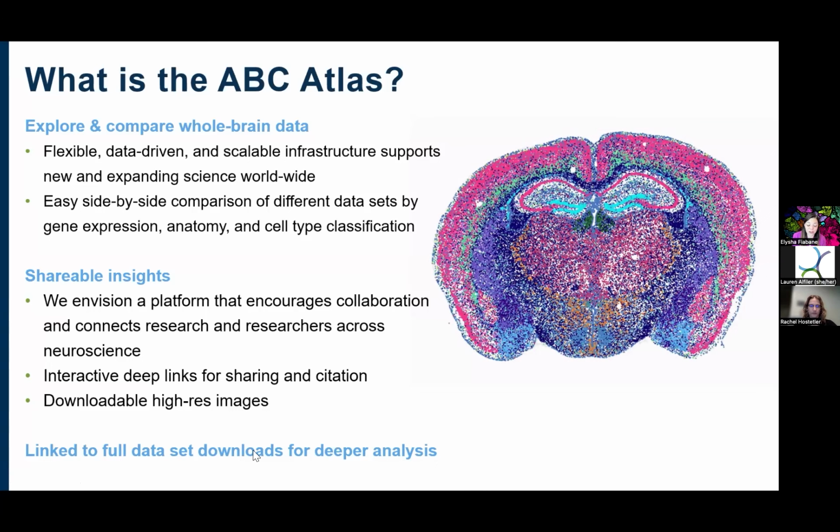Data sets are getting larger and larger. The amount of data out there is getting bigger and bigger. And there really is not a way to compare data sets in the same place. And so exploring and comparing whole brain data is something that ABC Atlas is particularly good for and was designed to do. It is flexible, it is data-driven, meaning that as we add new data sets, it can expand to show all of the features and metadata that's associated with the cells that are being shown. We have a scalable infrastructure that can expand to billions of cells if we need it to.